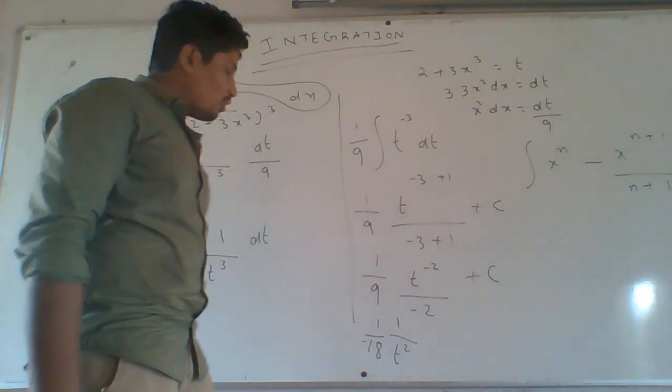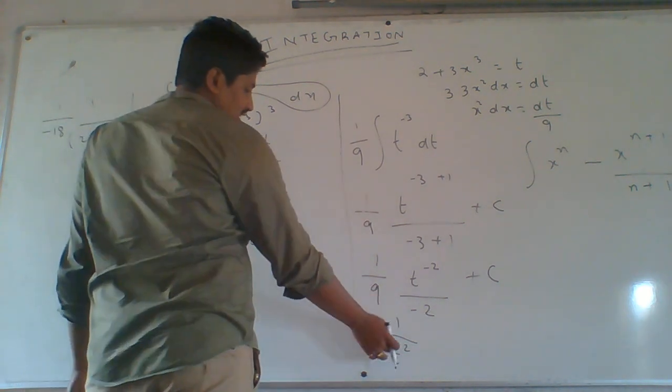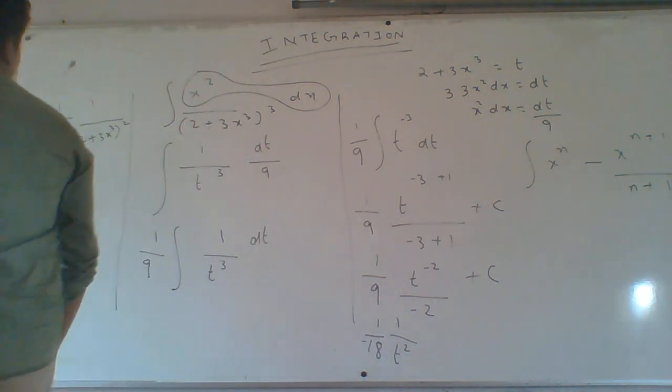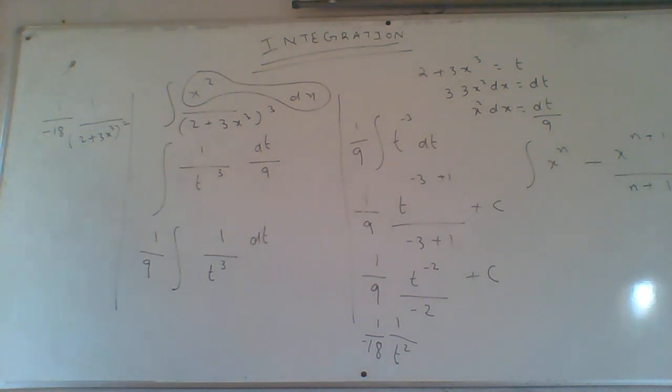9 into 2, it is 18. 1 by t square. Okay? In the place of t, substitute 2 plus 3x cube whole square. This is the final answer. Okay, see the steps here once again.